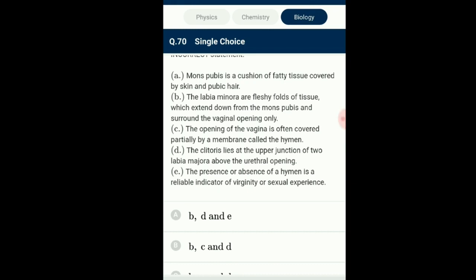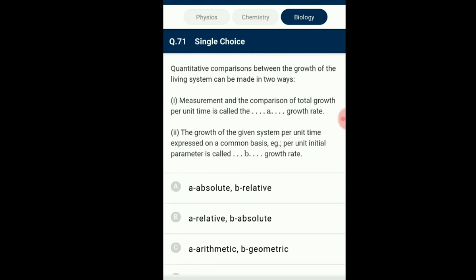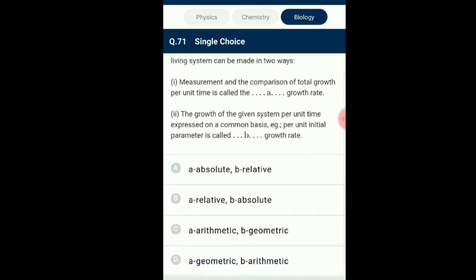So the answer for this question is option A. Now question number 71. Quantitative comparison between the growth of living systems can be made in two ways. So there are two ways given here.